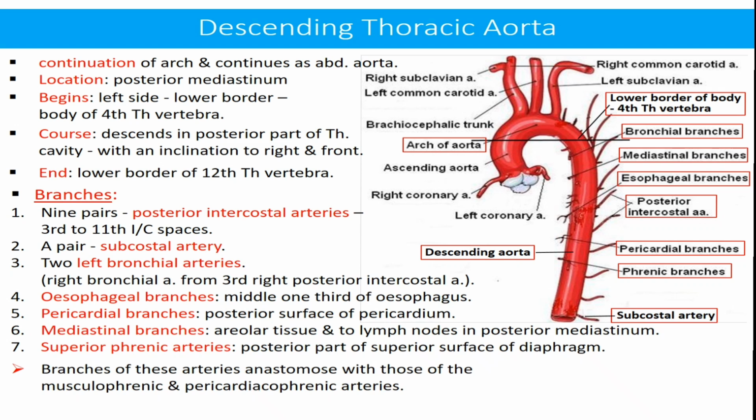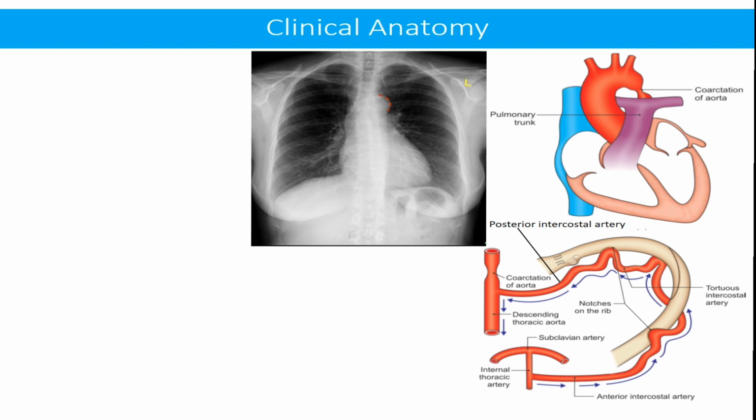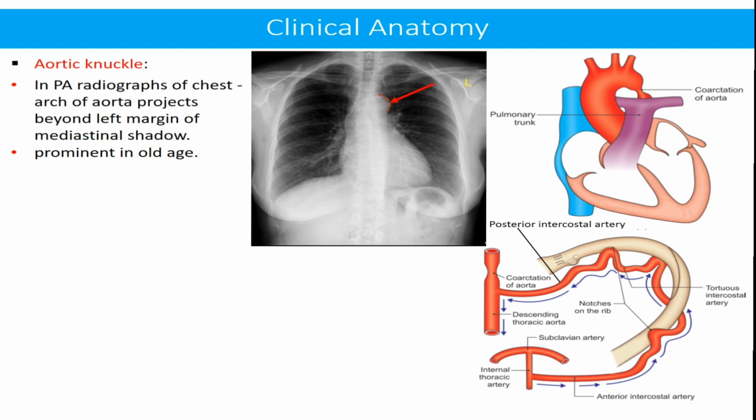The branches of the superior phrenic arteries anastomose with those of the musculophrenic and pericardiophrenic arteries. Now we come on to the clinical anatomy. First, the aortic knuckle. In postero-anterior view of the radiograph of the chest, arch of aorta projects beyond left margin of the mediastinal shadow. This becomes more prominent in old age.